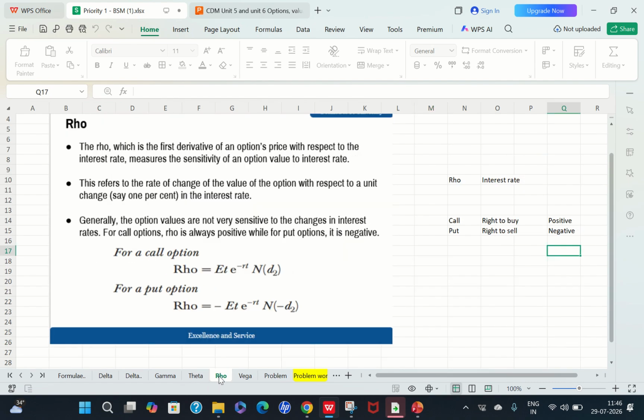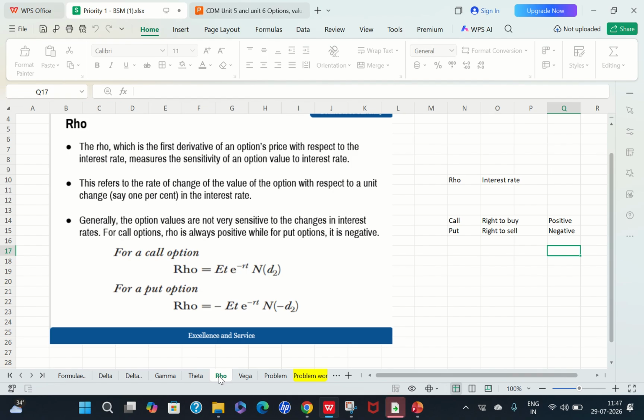Rho is whenever there is a change in the interest rate, how the option gets affected. So change in interest rate impacting the option value is quantified by rho. Rho for a call option is positive. For a put option, it is negative. And it is like E into T. Capital E is exercise price, T is the time.